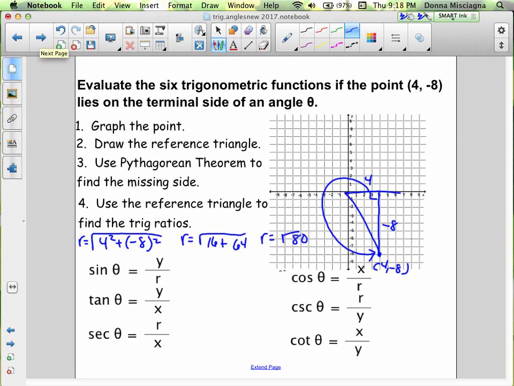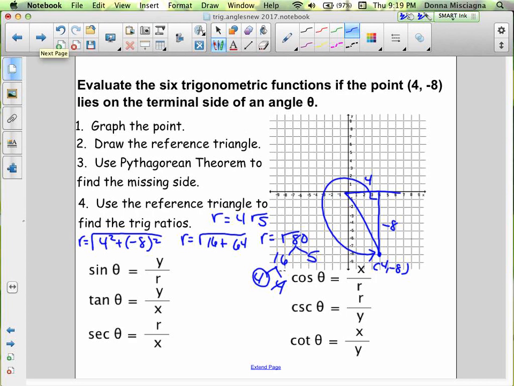I'll give you a hint. The largest perfect square was 16, 16 times 5. I could break this up into a whole bunch of 2's, but instead, why don't we just break it up into 4's, because 4 is a perfect square. So 4 comes out of the radical, 5 stays in. We do have to simplify our radicals if possible. Now we want all of our ratios.